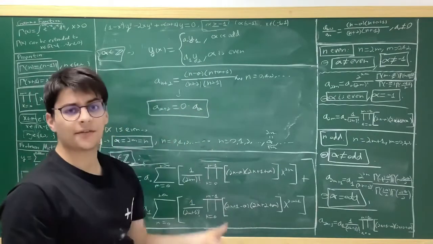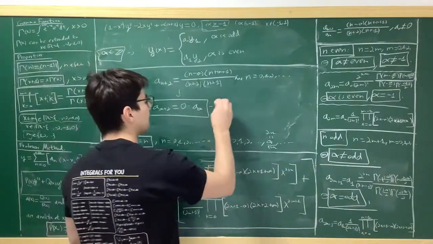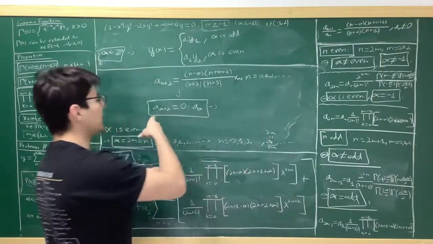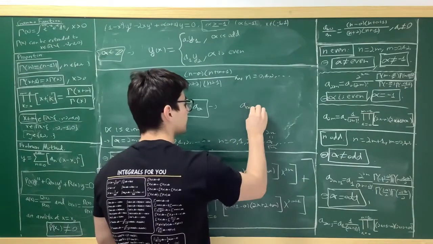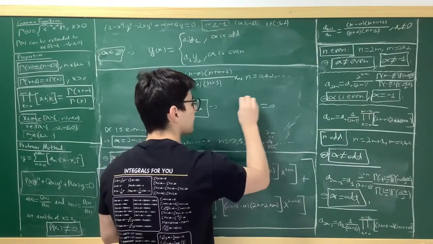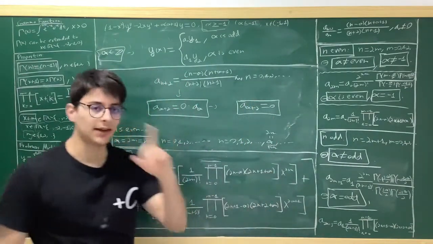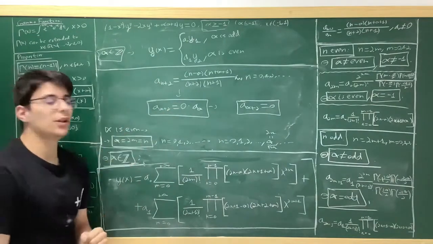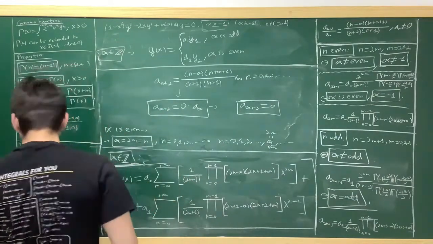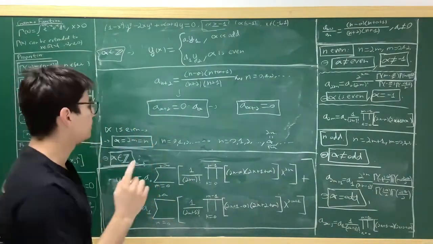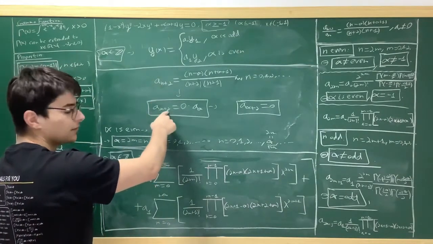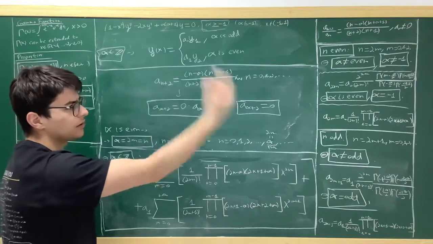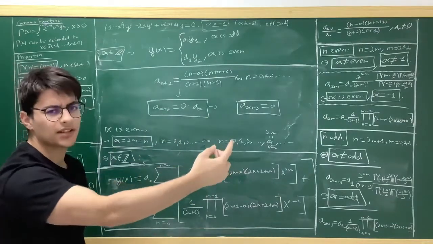Assuming that a_alpha is not 0 in general, this means that a_(alpha+2) is 0. But not only that, the next term will also be 0. Why? Because the next even term after a_alpha is a_(alpha+2), and the following even term will be a_(alpha+4).